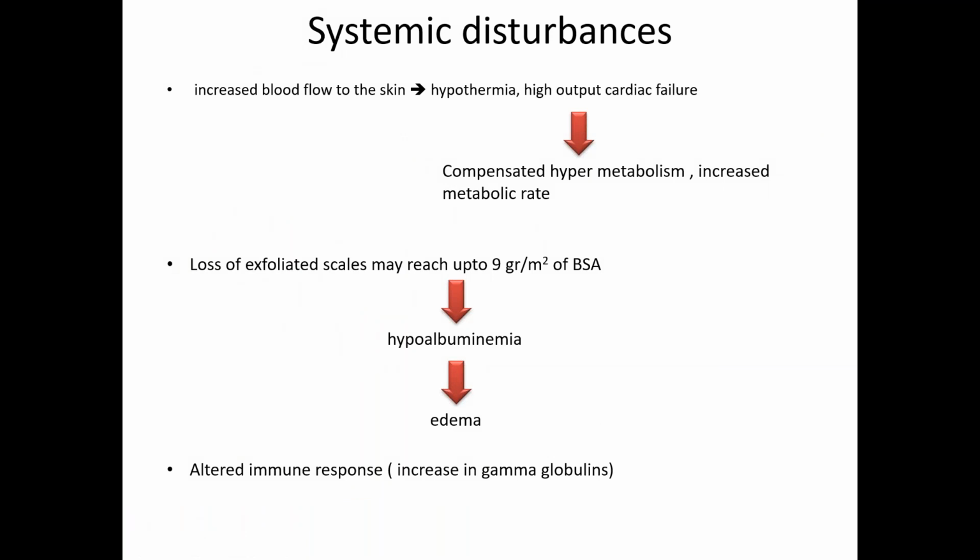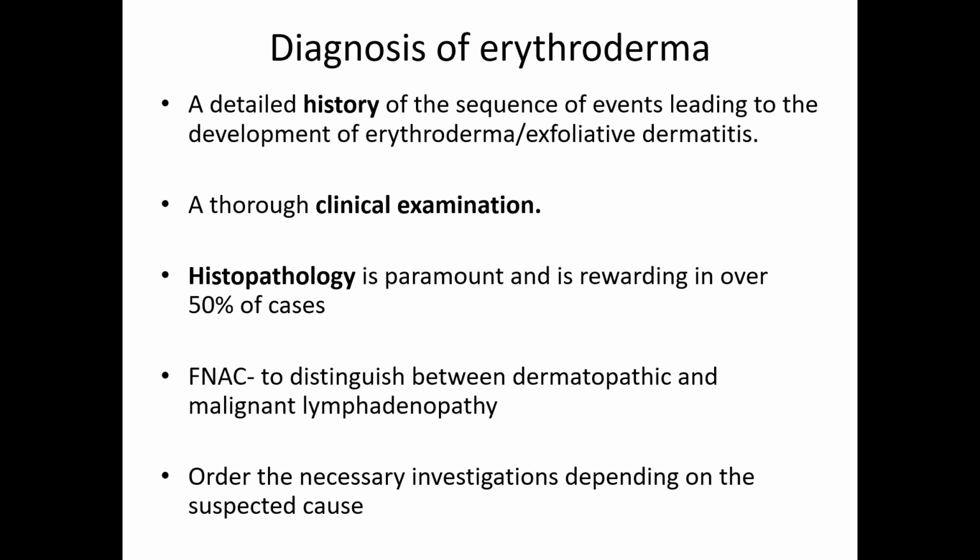So why is there systemic disturbance? Because there is increased blood flow in the skin, so that leads to hypothermia, high output cardiac failure, and that is compensated by hypermetabolism, increased metabolic rate. Loss of exfoliated scale is up to 9 gram per day per meter square body surface. That leads to hypoalbuminemia, and then generalized edema, altered immune response because of increased gamma globulin. So this is the systemic disturbance.